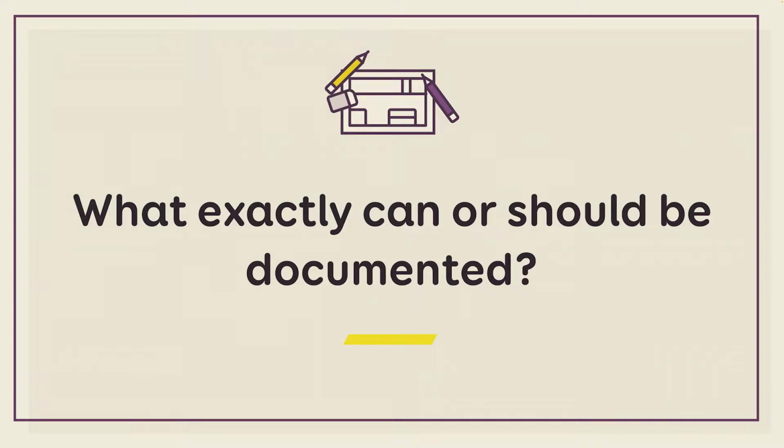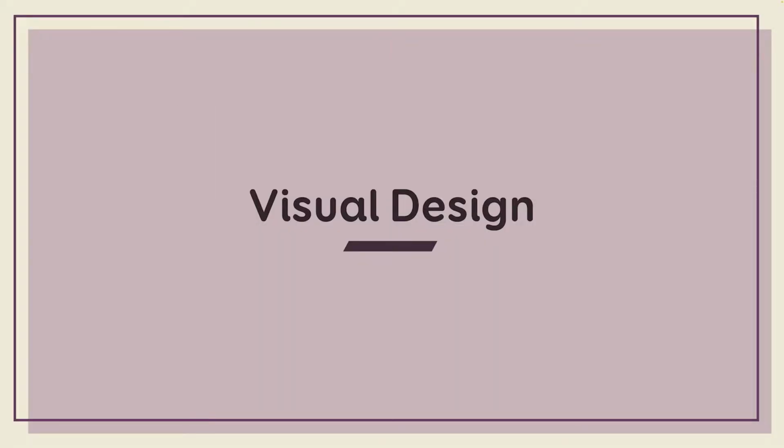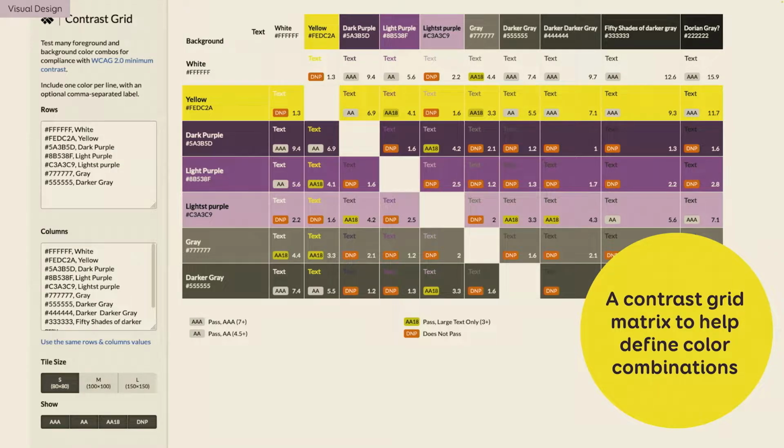Let's dig into the meat of the talk, the actual examples of what could or should designers document when it comes to accessibility. To help us digest this information, I split the talk into 4 different categories: visual design, interactions, wayfinding, and announced content and markup. Let's start with the visual aspect, which is usually the first thing designers think about when documenting. You can document the color palette for your website.